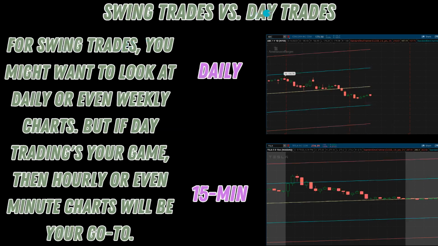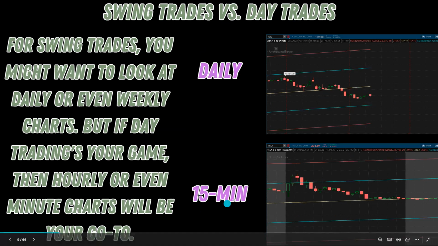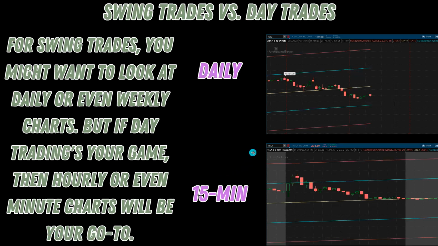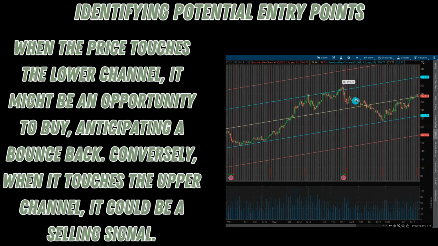If we take a look here, a daily time frame or a 4-hour time frame or a weekly time frame, those are going to be the charts that you might want to look at for swing trades. But if day trading is your game, then something like a 15-minute or even a 5-minute chart or lower is going to be where you want to look, right? So that's how to use a strategy relative to time frame, right?